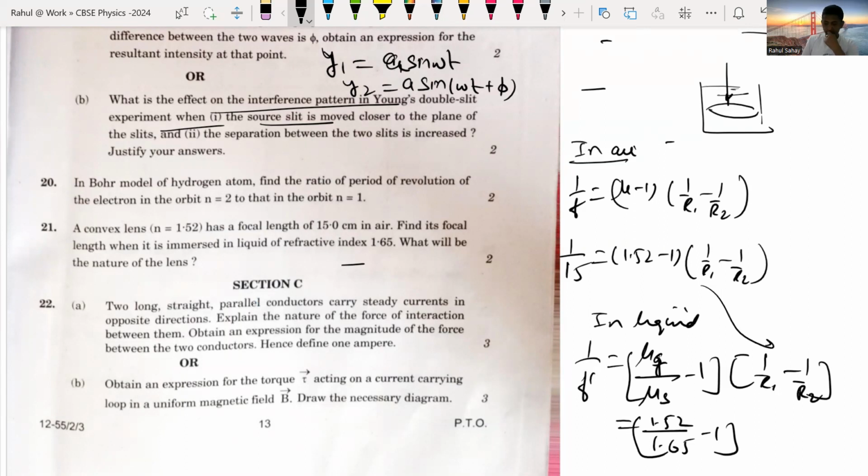Now they're asking the nature. This quantity is less than 1, so anything less than 1 is negative, right? So the focal length will be negative. If you keep it in any medium whose refractive index is more than the glass, the combination will behave as a divergent lens. So if you find that F is negative, it will behave as a divergent lens.